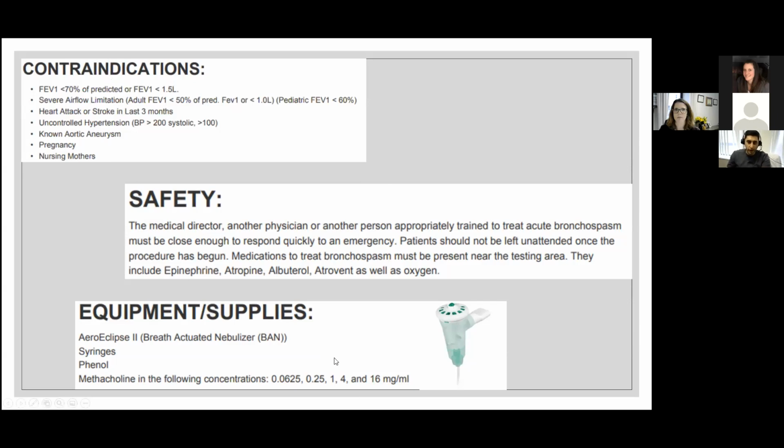Here at Robert Packer, we use a breath actuated nebulizer. Like I said, we use a variation of the 2-minute nebulizer method. And then we use the methacholine in 5 concentrations listed here: the 0.065, the 0.25, the 1, the 4, and the 16.